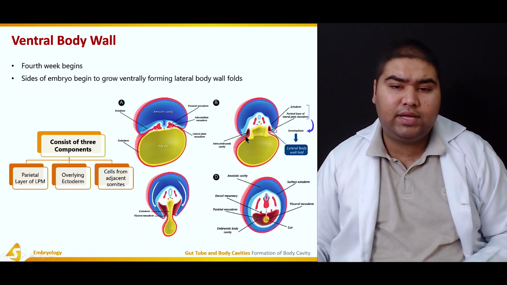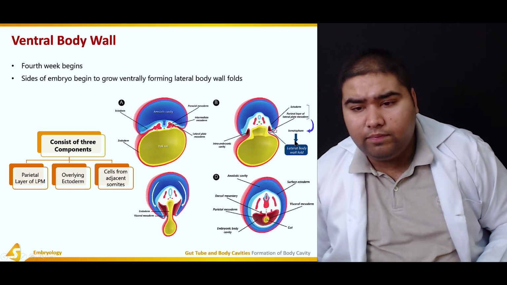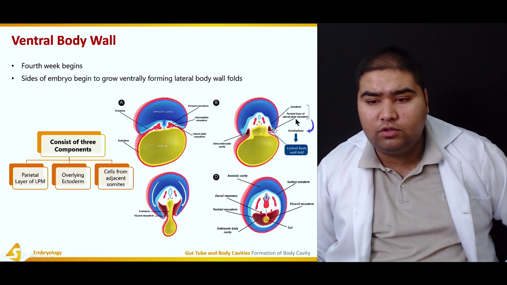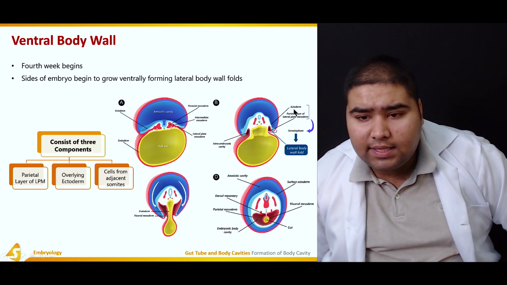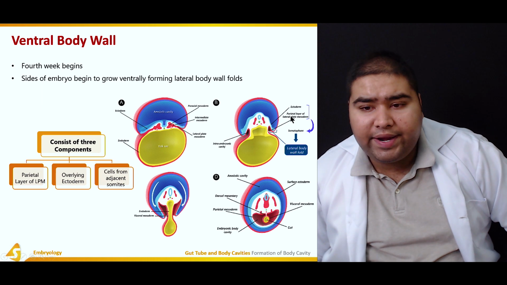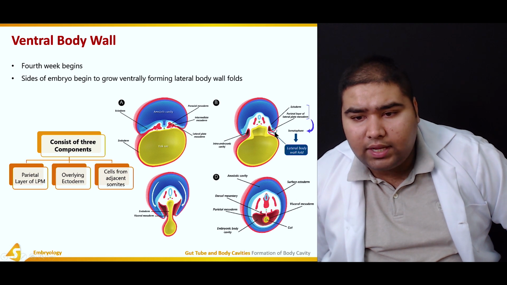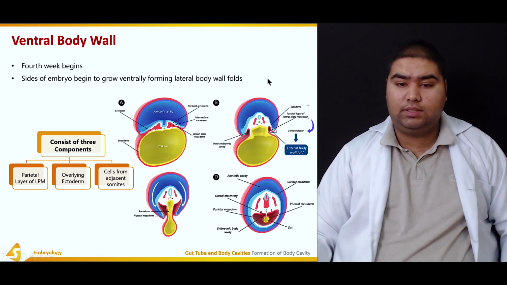And the cells from the adjacent somites also form the lateral body wall fold. Here in the figure you can see this is the ectoderm in blue, the parietal layer of the lateral plate mesoderm in red. They form the somatopleury, also known as the lateral body wall folds.